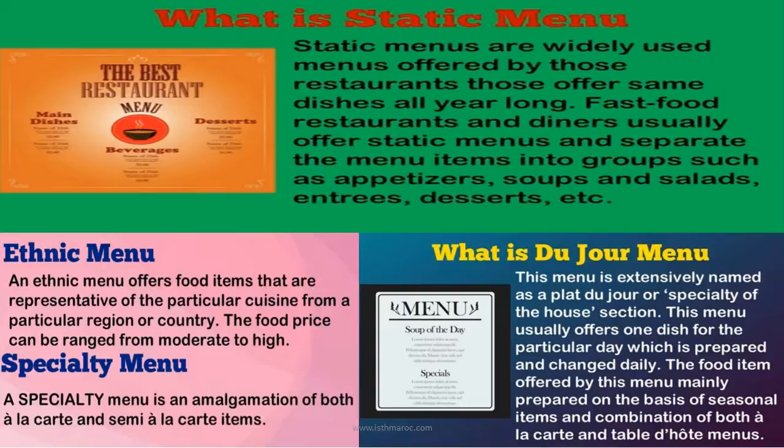We have another, the ethnic menu. An ethnic menu offers food items that are representative of a particular cuisine from a particular region or country. The food price can range from moderate to high. For example, if we speak about sushi for Japanese or Chinese, or Italian cuisine for pizza, so we talk about different cuisines. Okay.